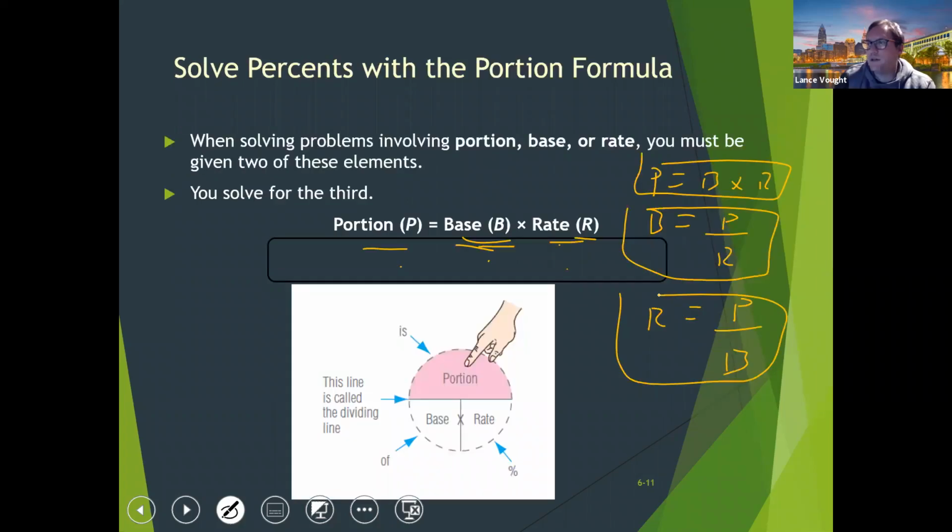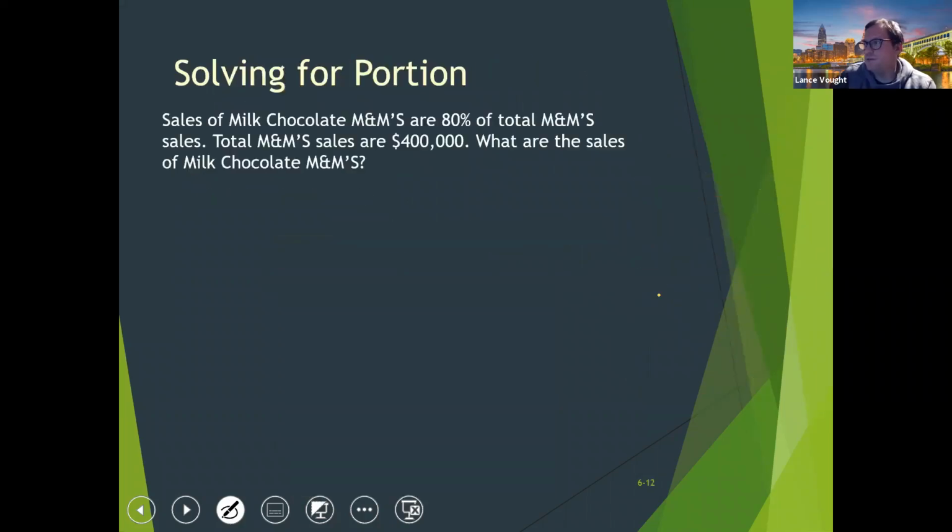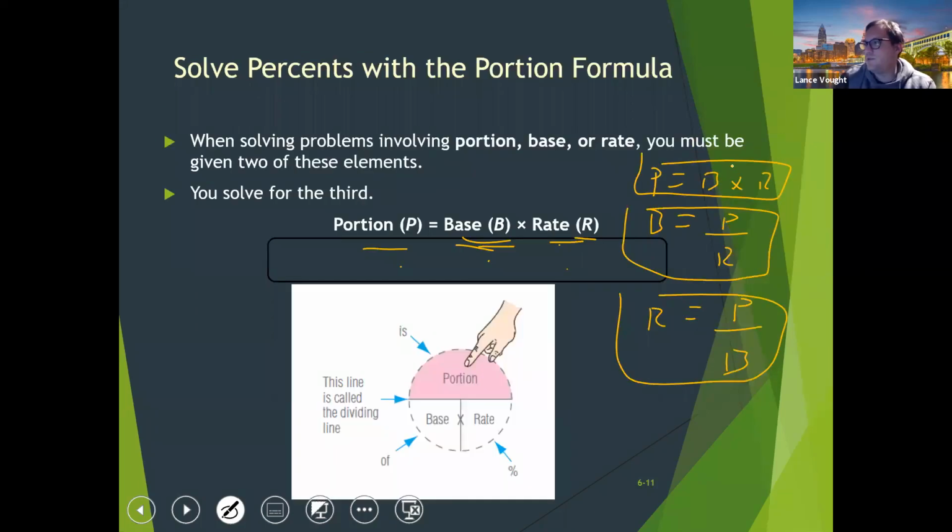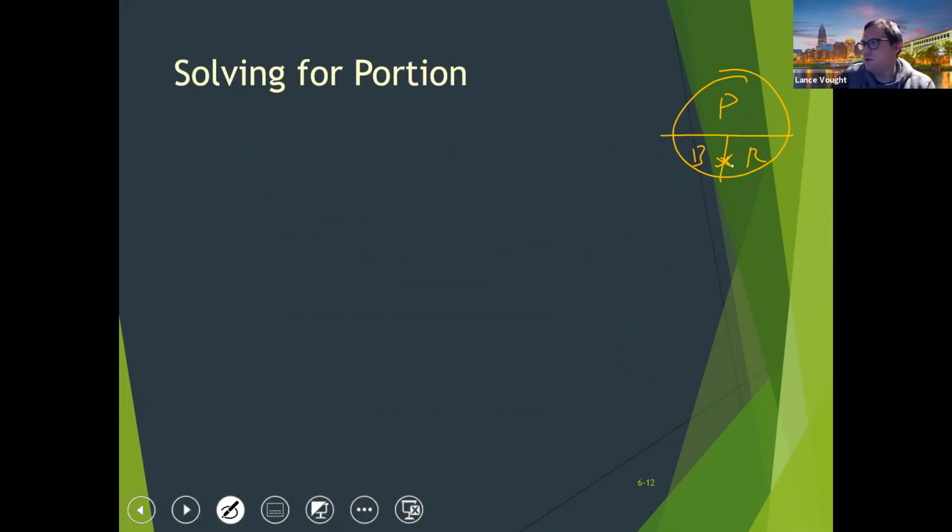So in this case, I'll redraw this. If we're solving for portion, we know that we're solving for P, which is B times R. So P is equal to B times R. If we're solving for portion, we know that we're going to get a base and a rate. We just need to figure out what those are.